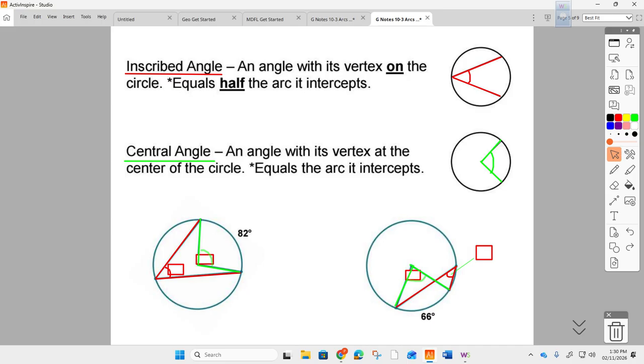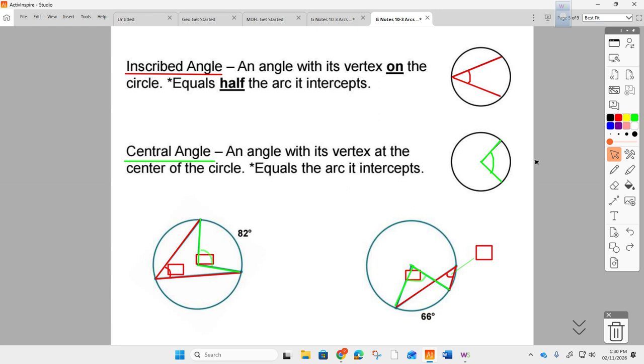All right, we've done these before. We're going to do them pretty quick because they're taking a little bit longer to get through our notes. Inscribed angle, central angle. Inscribed angle is vertex, the point where the sides meet, is on the circle. We know that this angle is half the measure of this arc. We call this the arc that intercepts it.